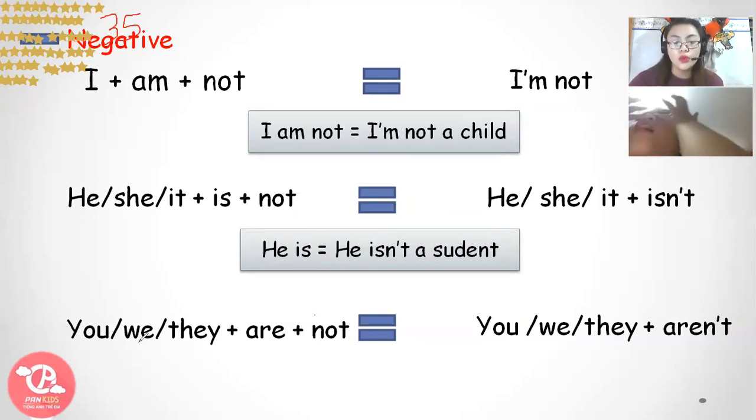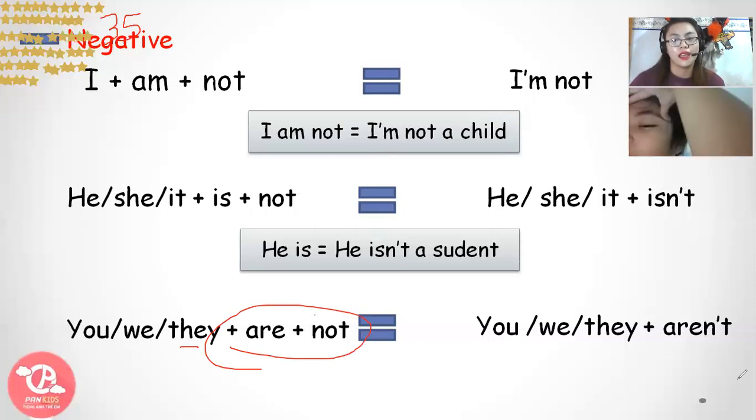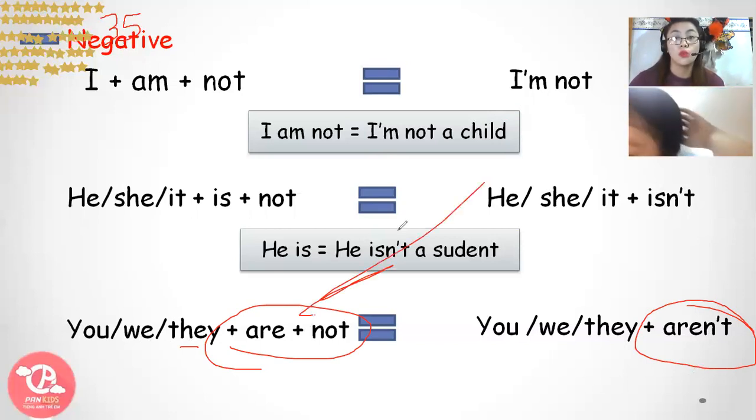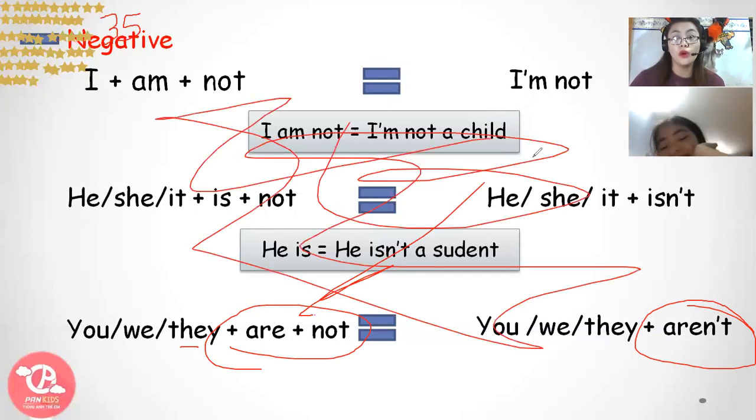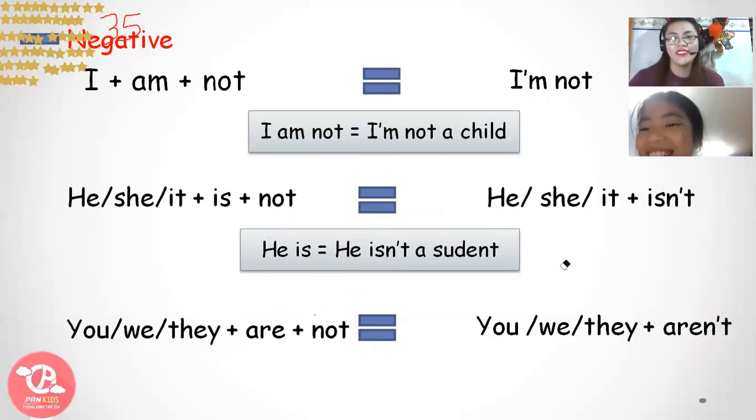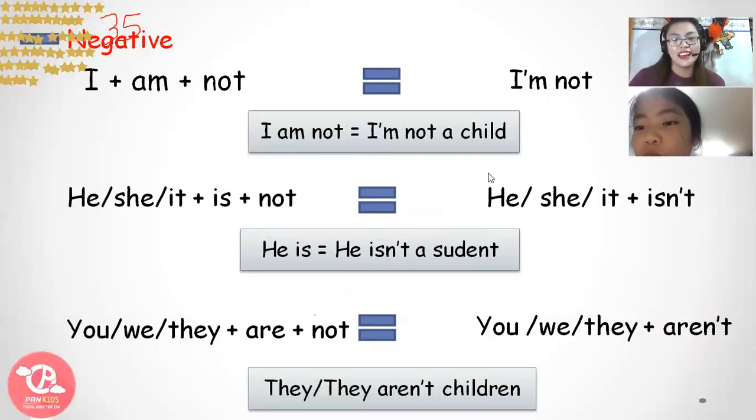Okay, so are you, we, they? We, they are not. Okay, they aren't. They aren't. Ooh, what happened? Okay, there we go. They aren't children. Children. Okay.